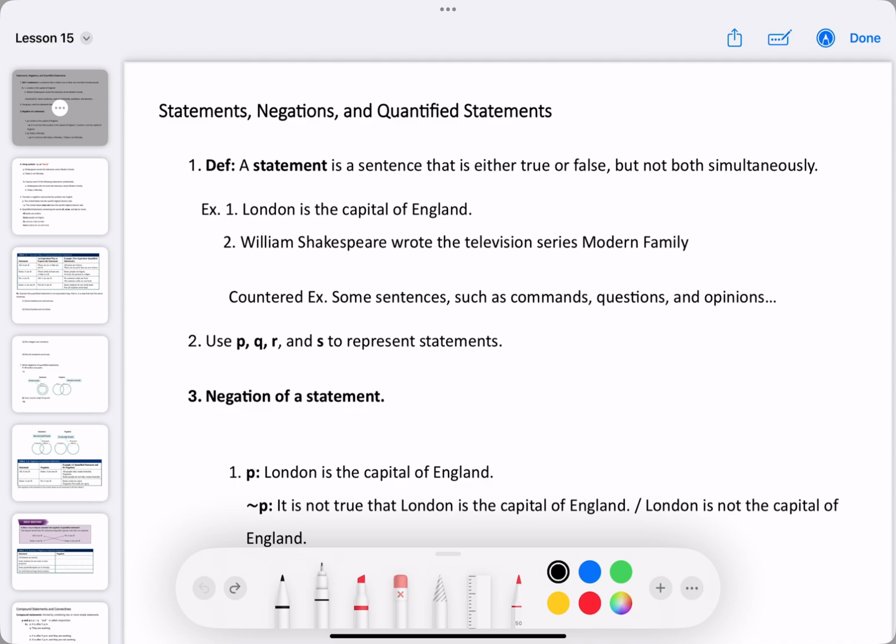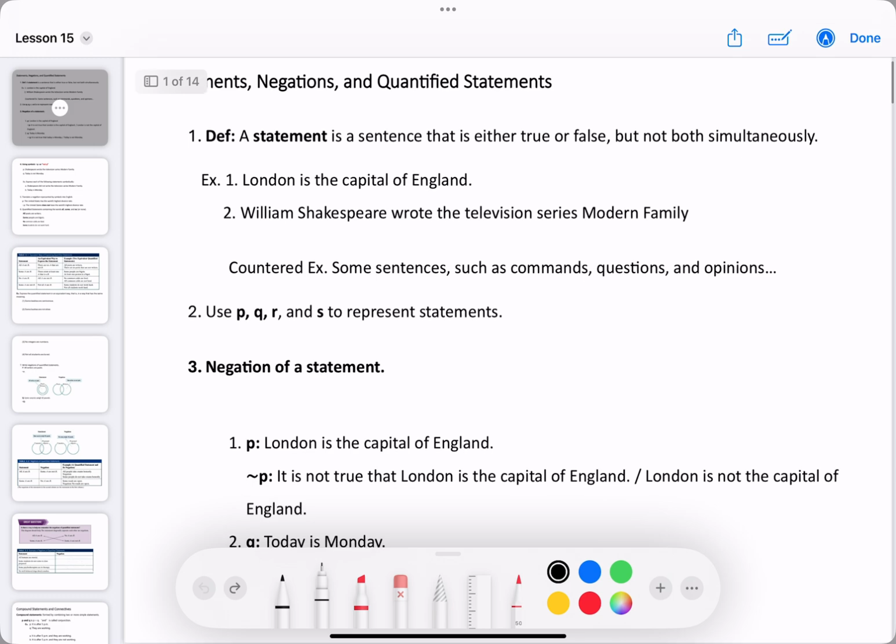Counter examples. Some sentences such as commands, questions, and opinions are not statements. For example, if I say drink some water, do your homework, write some letters, are you a teacher, or I think cupcake is better than ice cream, these are all sentences we cannot tell are true or false. We use P, Q, R, or S to represent a statement.